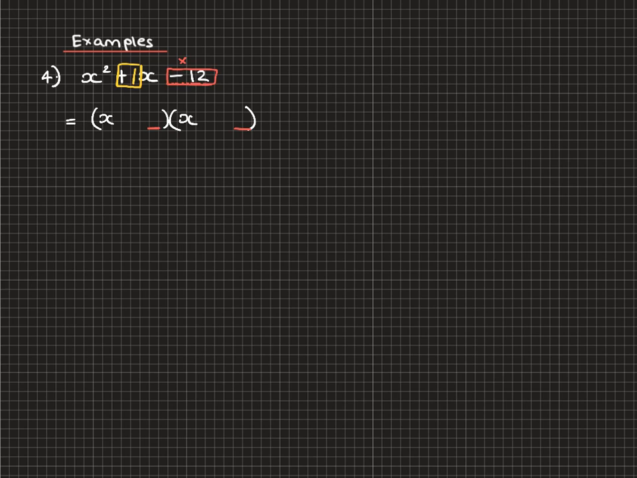So combinations that multiply together to give us negative 12. So we could have 6 multiplied by negative 2, but unfortunately they add to give us 4, so that doesn't work. We could have negative 6 multiplied by 2, but that gives me negative 4, so that doesn't work either. Now, what about if I have negative 4 multiplied by 3? Well, that gives me negative 1, so that won't work either. So what can I change now? 4 multiplied by negative 3. Well, 4 add negative 3 gives me 1. So this is the combination that I want.